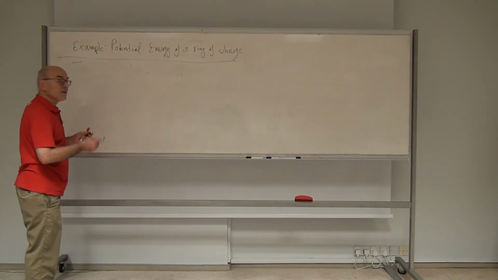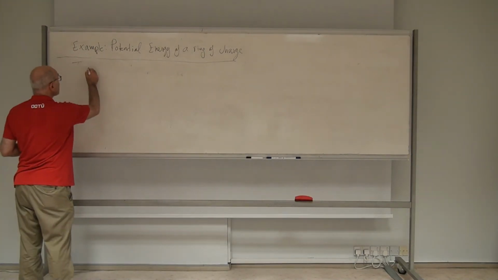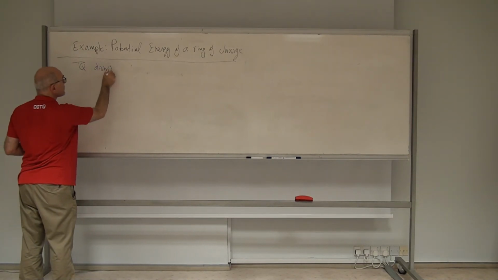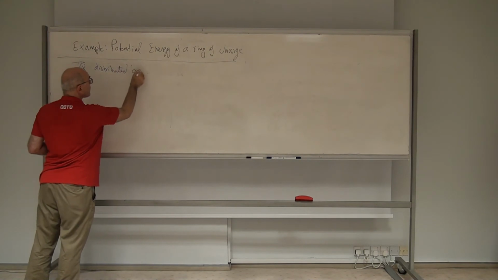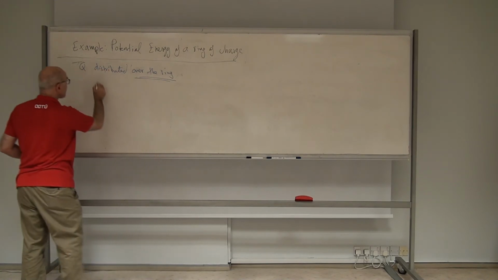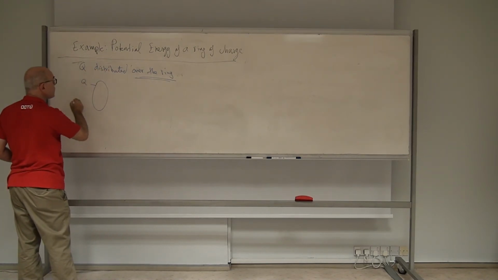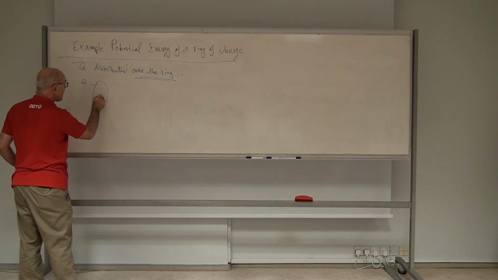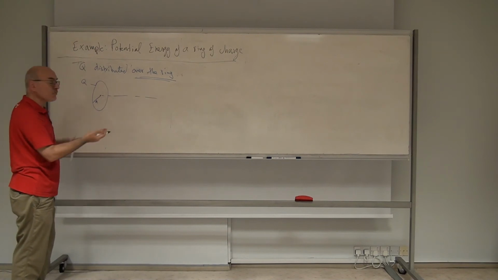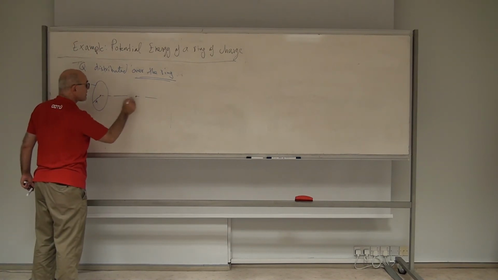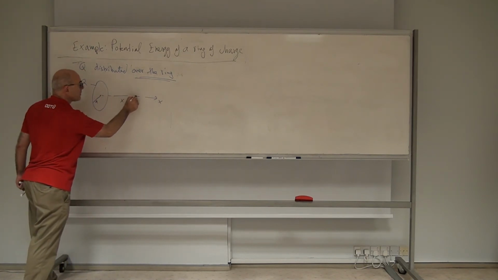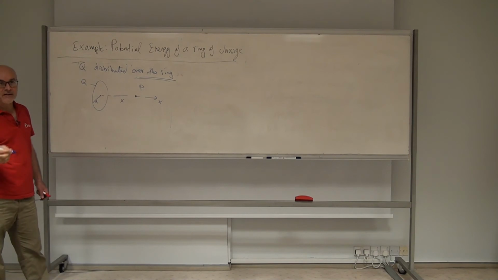So our question is, we have Q distributed over the ring. And so this is your ring, and you have this Q continuously distributed. The ring again has radius a, and I want to find the potential not just at the center. The center will be a special case, as we have seen, but at a distance x along the x-axis, along the axis of the ring.